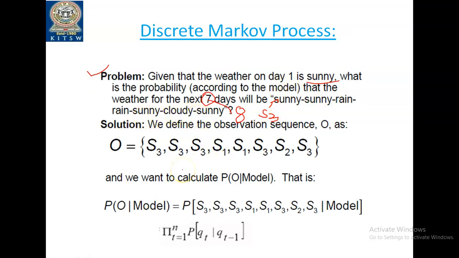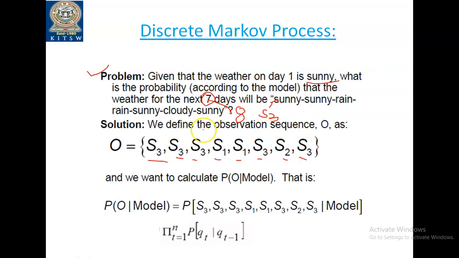In order to get the probability, first we need to observe the observation sequence O. The first day is sunny, and then he is asking about the next 8 days. So this is the flow we are predicting: S3, S3, S3 for sunny, then S1 for rainy, rainy, then sunny, cloudy, and sunny. This is the observation sequence.